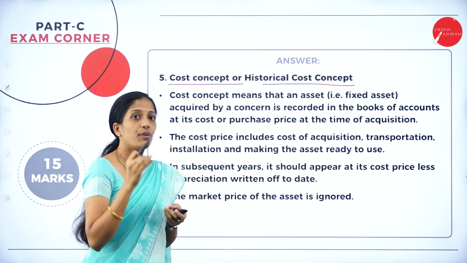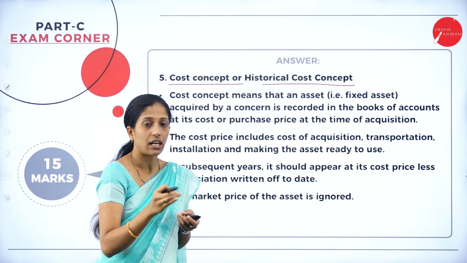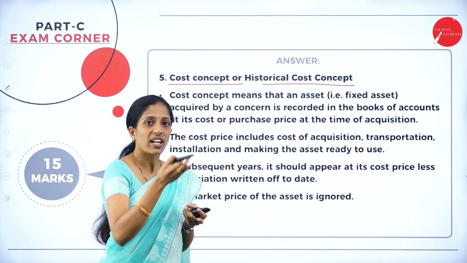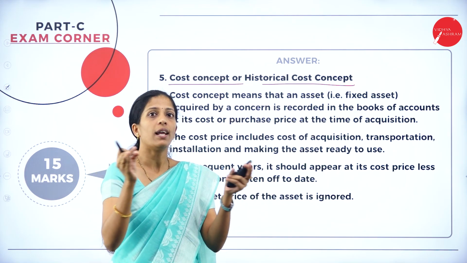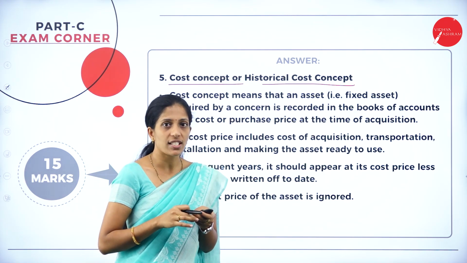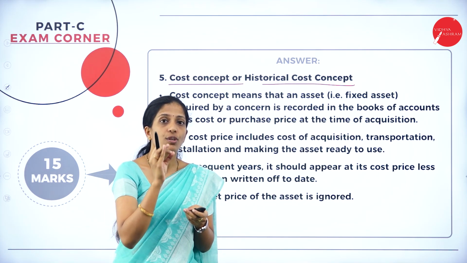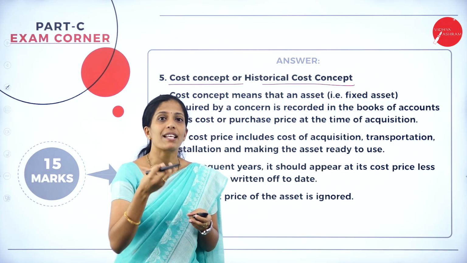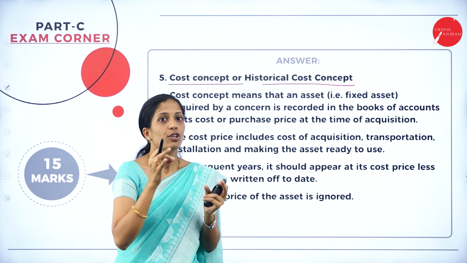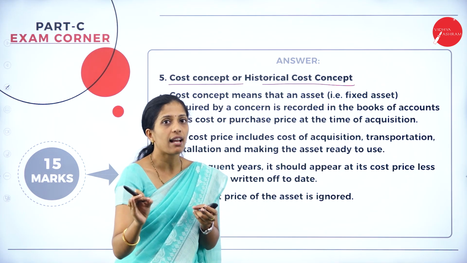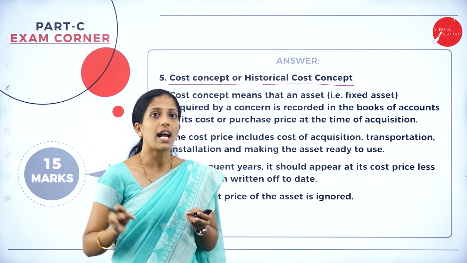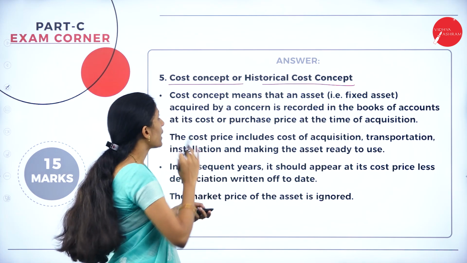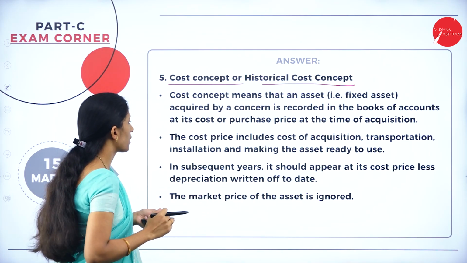It tells us we will record those items in the books of account. It's not only the purchase price. Until that asset is being used for the first time, whatever the expenses relating to that are all termed as cost. For example, if I purchase a machinery worth rupees 1 lakh, then 1 lakh is not the cost price of the asset. It includes installation and transportation, all these expenses combined, until I use that asset for the first time. All those expenses are considered as cost. So that is your cost concept or historical cost concept.